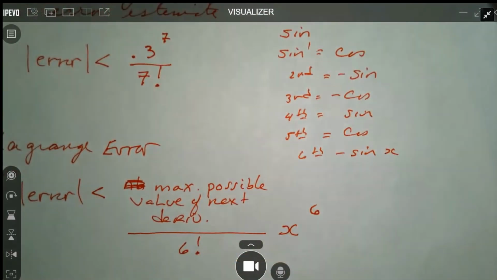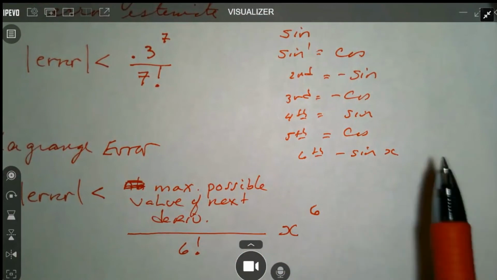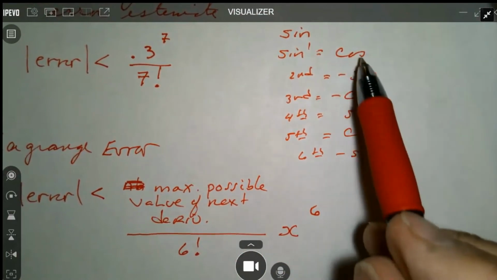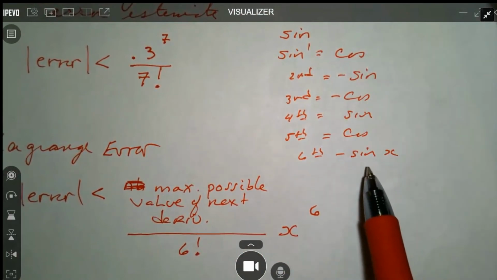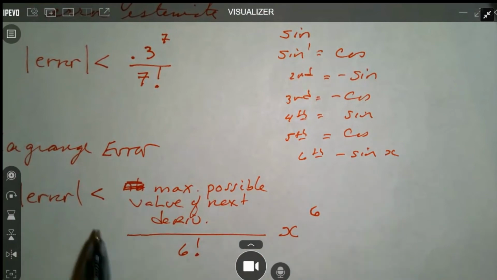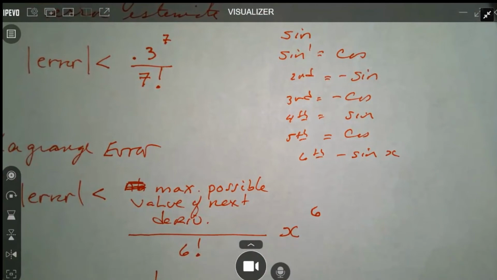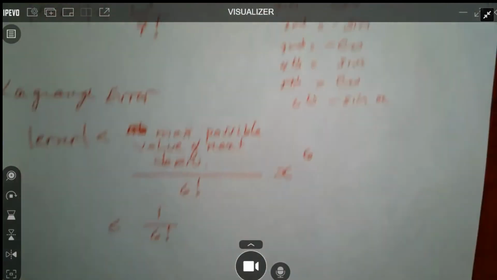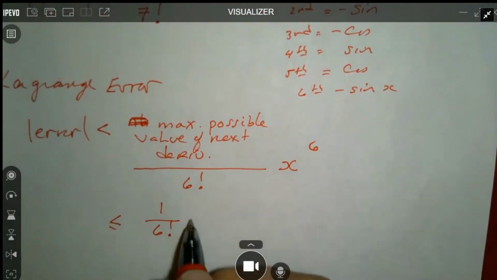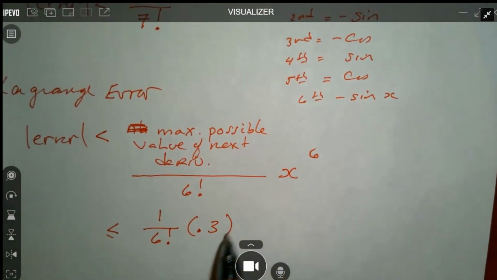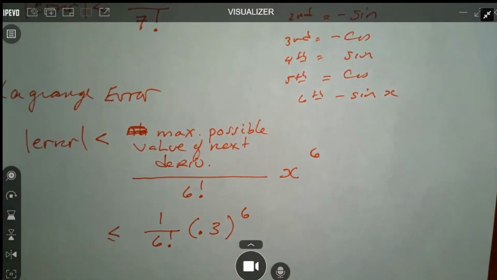Okay. Now, the quick way to do it, the largest possible value actually for any of these is going to be 1 in absolute value. So this is going to be less than or equal to 1 over 6 factorial times the largest possible value this can be, which is 0.3 to the 6th power. So that's how they get their answer.